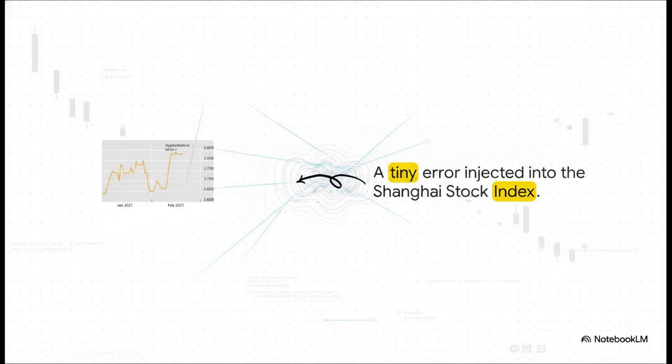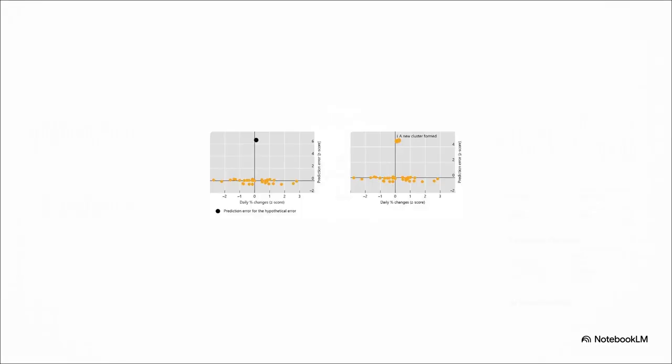To prove how well this works, researchers ran an experiment on the Shanghai Stock Index. They injected a hypothetical error into the data that was exactly equal to the average daily percentage change. We are talking about a mistake so ridiculously microscopic that a human looking at a chart would absolutely miss it, and standard threshold warnings wouldn't even trigger. But then they applied an unsupervised clustering algorithm called DBSCAN to the prediction errors. DBSCAN finds clusters of normal data and flags anything sitting by itself in space. Because the predictive model was so contextually accurate, that tiny injected error was isolated and caught immediately.